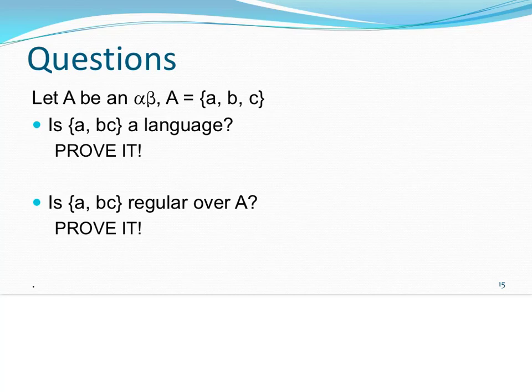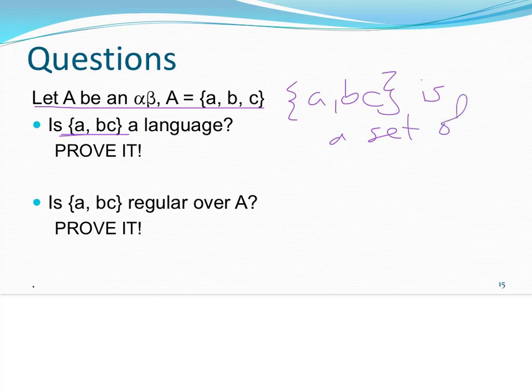This is saying let A be an alphabet, so A is now defined to be A, B, C. And I want to prove that the set containing A and BC is a language. Oh, well, is it a language? And I say prove it. Well, sure, it's a language, right? What's a language? A language is a set of strings, right? So how do I prove that? Let's see. This set is a set of strings. So yeah, I guess it's a language. We're done.